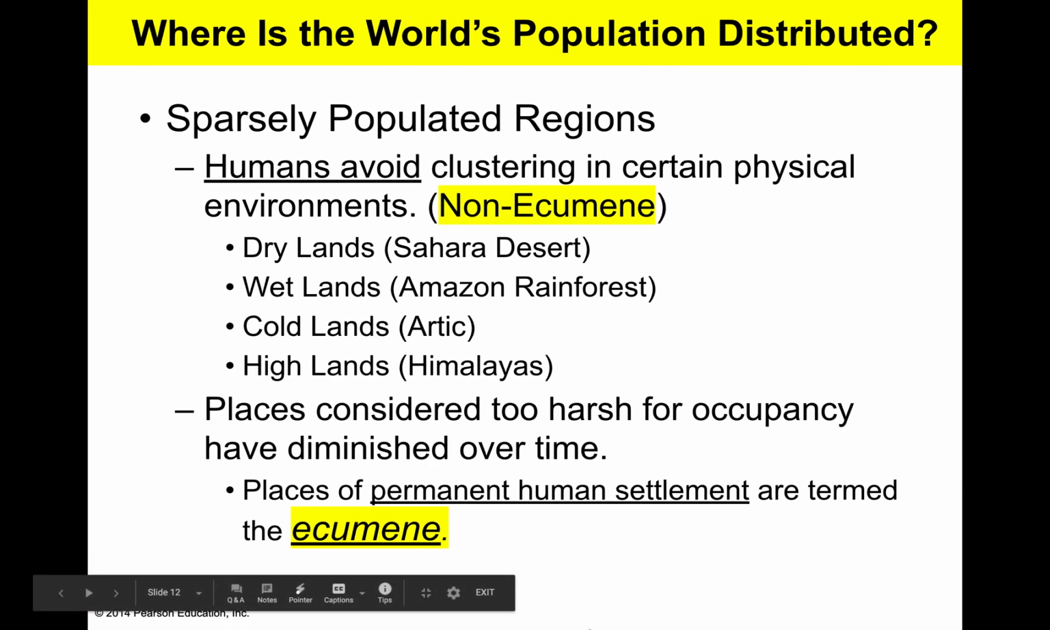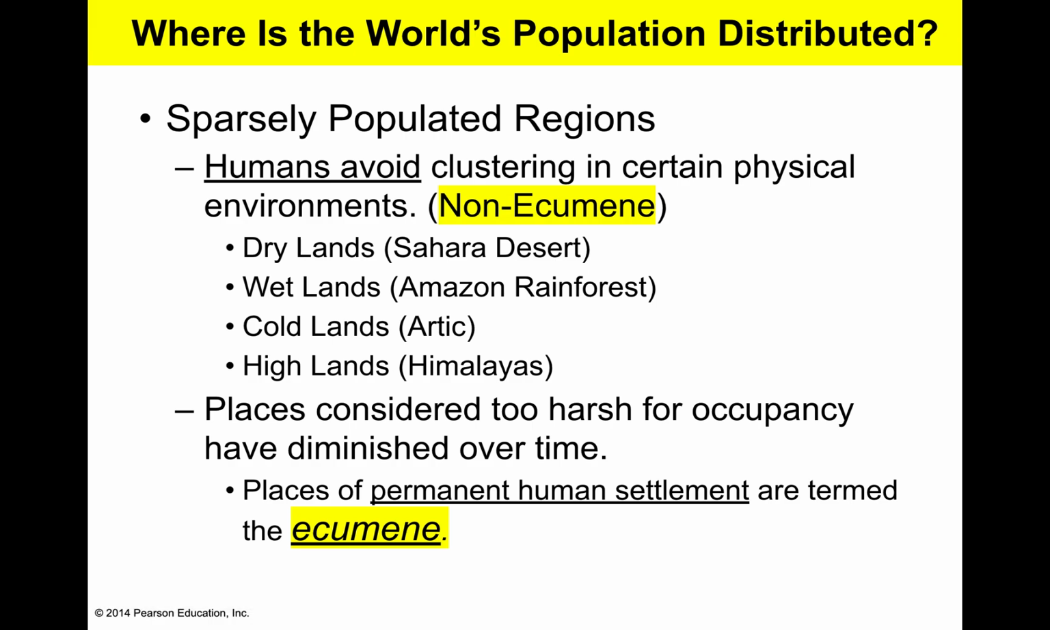All right, non-ecumene: places that are too dry, too wet, too cold, or too high. When we talk about dry lands, we're talking about 20% of Earth's land surface. That comprises deserts. They lack sufficient water to grow crops. And this region also controls much of the non-renewable oil reserves, which we talked about last unit in Key Issue 4 of Chapter 1. The wetlands.